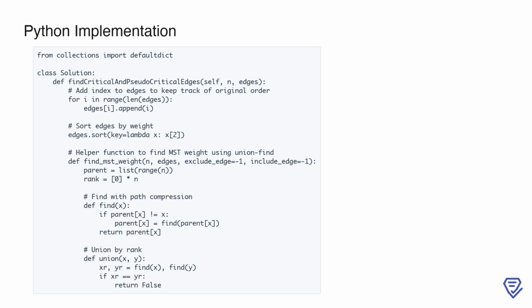Inside this function, we initialize the union-find data structure with a parent array representing connected components and a rank array to optimize union operations. The find function uses path compression to efficiently determine the root of a node, which helps in keeping the union-find structure flat. The union function combines two components based on their rank, ensuring that the tree height remains minimal. This setup will allow us to compute MST weights dynamically as we include or exclude specific edges.